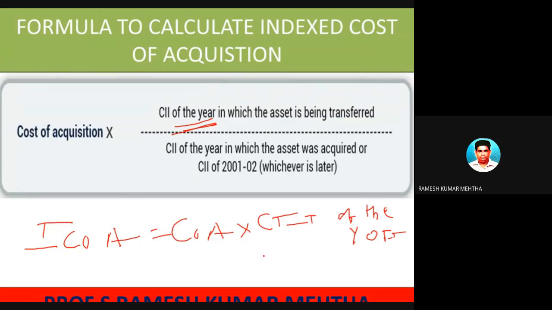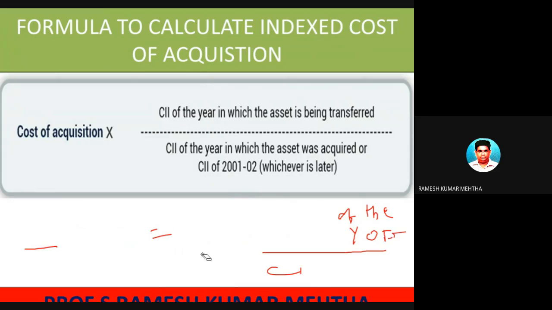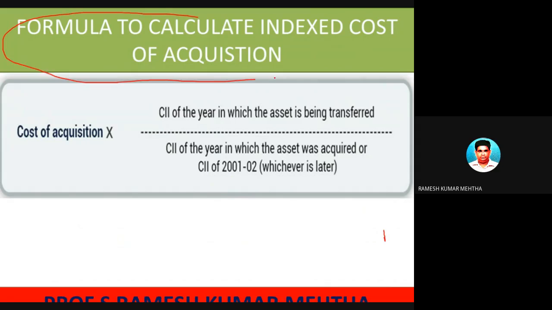by cost of inflation index in the year in which the asset was acquired, or CII of 2001-2002, which is the base year, whichever is later, बोले तो जो पीछे आता है. So if I want, we will do a small problem and we will understand what you mean by indexed cost of acquisition. In this particular formula, you can learn it by heart, you can remember. This is the basic formula which will be used 1,000 times in this particular chapter.